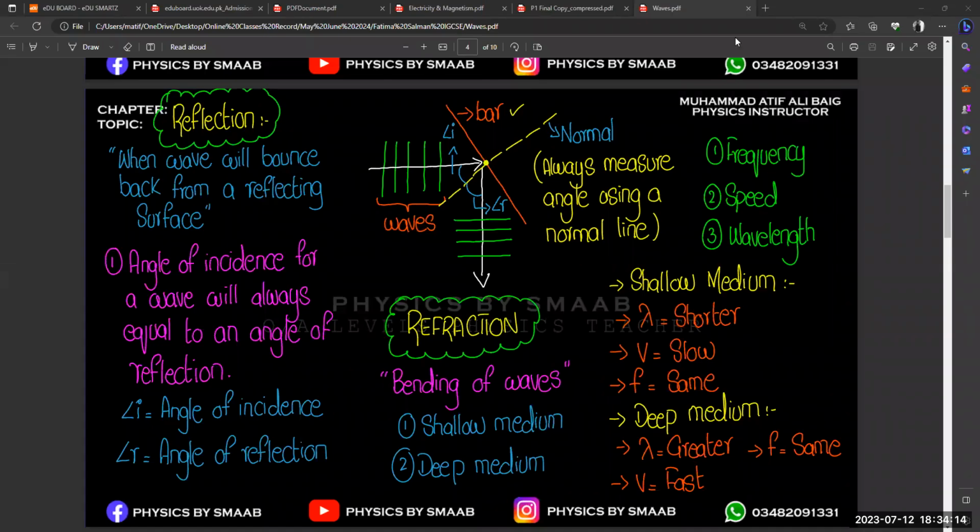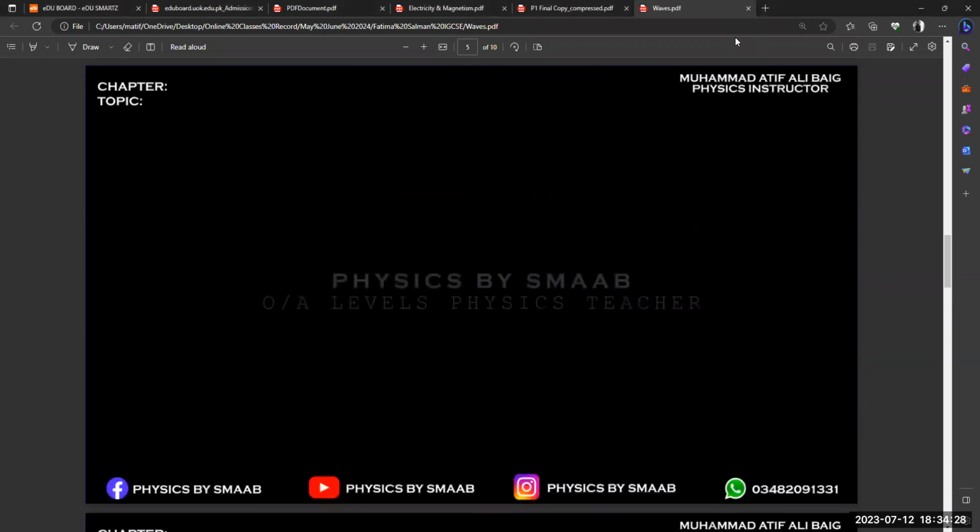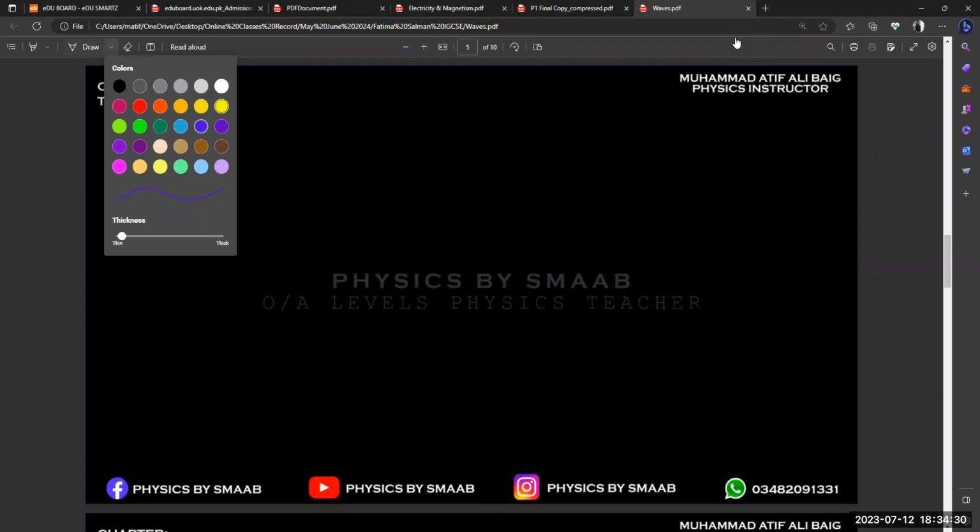Okay, so previously we discussed two concepts, reflection and refraction, and now we have one other concept which is related to diffraction. So our next concept is related to diffraction.